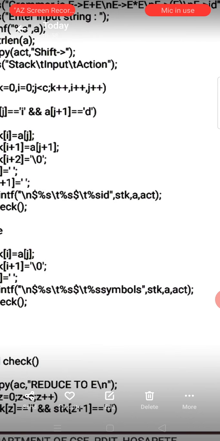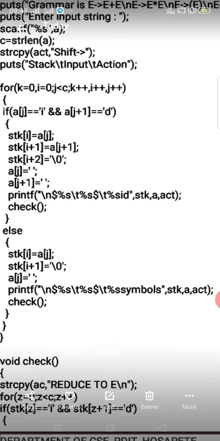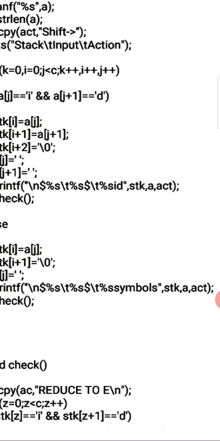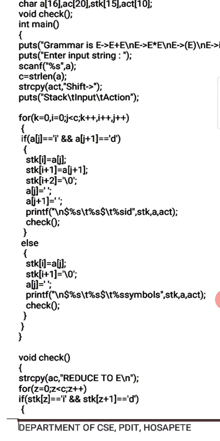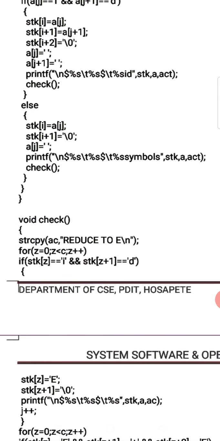Then again we are printing the contents of stack, a and act. Stack is containing e plus, a is containing the remaining input, and act is containing a shift right arrow. Again it invokes the check function to see whether the shifted symbol or the content of the stack can be reduced or not. The reduction is performed by matching with the right part of any of the productions, as shown in the check function.